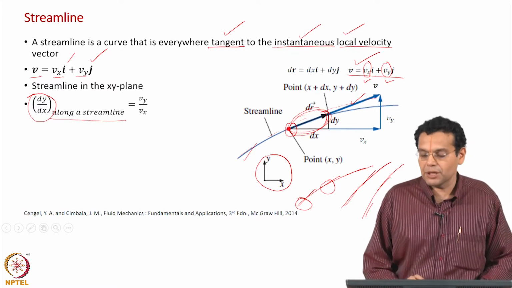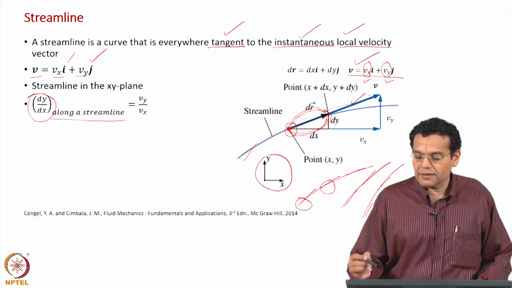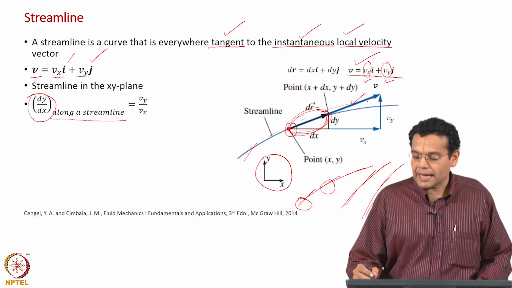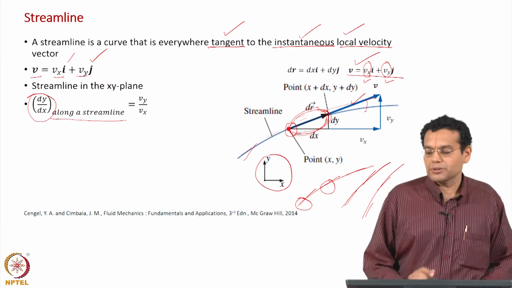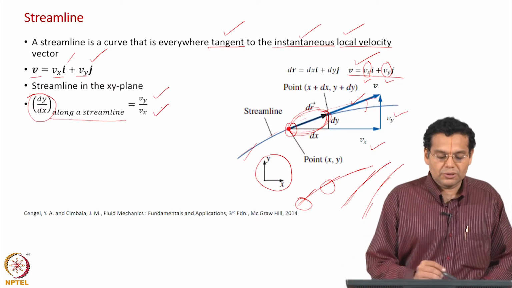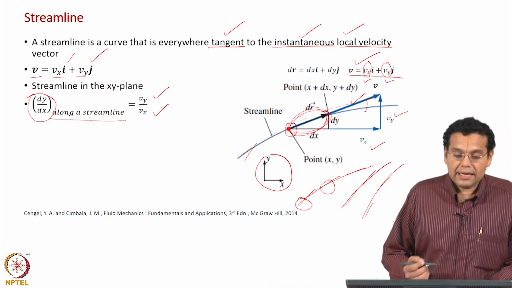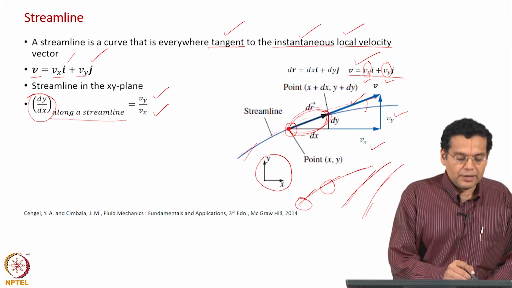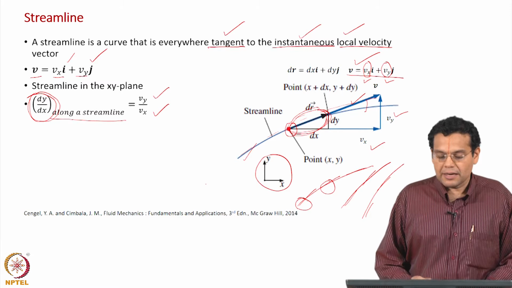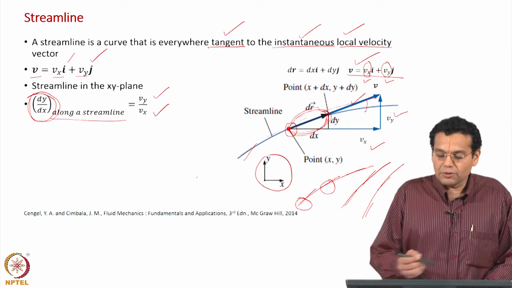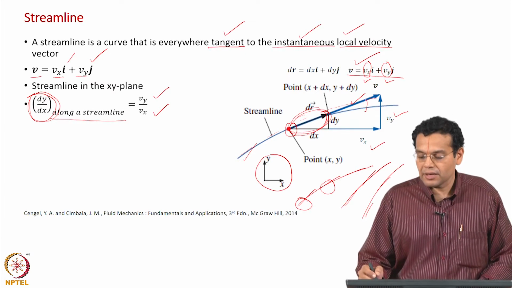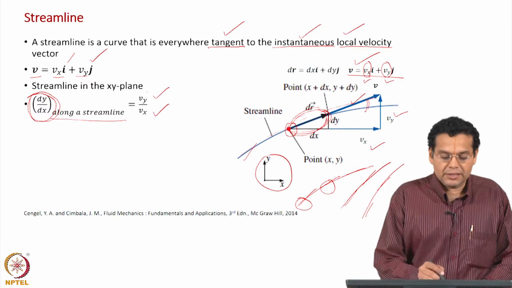Now, this should be equal to the following. The velocity vector makes an angle, let us say theta, with the x axis, and the tangent of that angle should be equal to this slope, and we know that the tangent of this angle is given by Vy by Vx. So, this equation is the condition for a streamline. On the left hand side we have the slope of the streamline, and we have defined a streamline such that if you draw a tangent, its slope will be equal to the tangent of the angle the velocity vector makes with the x axis, which is given by Vy by Vx.